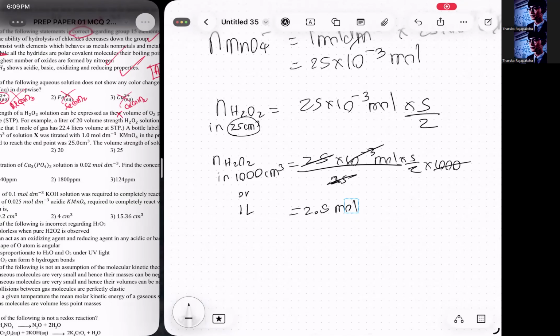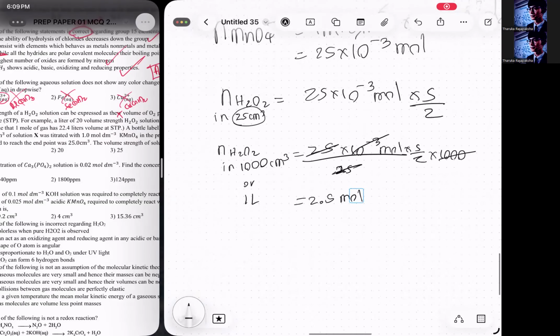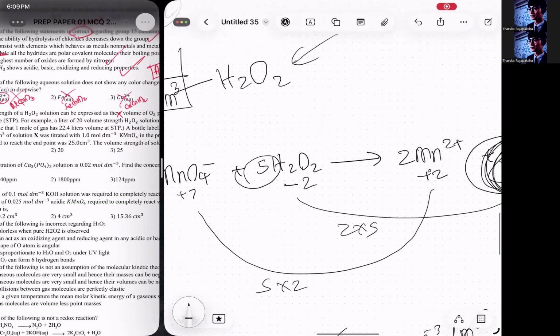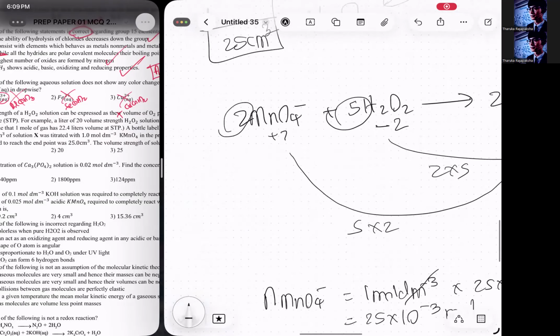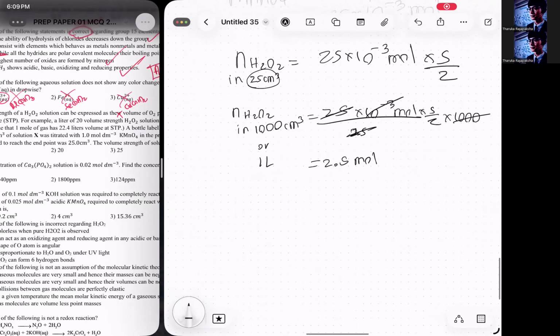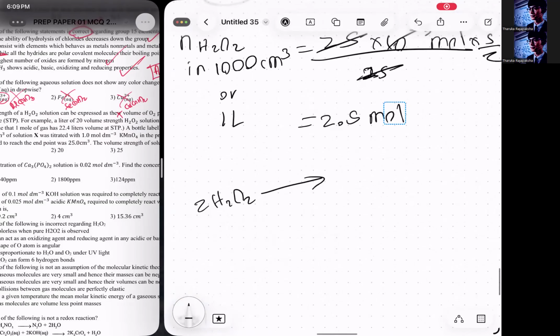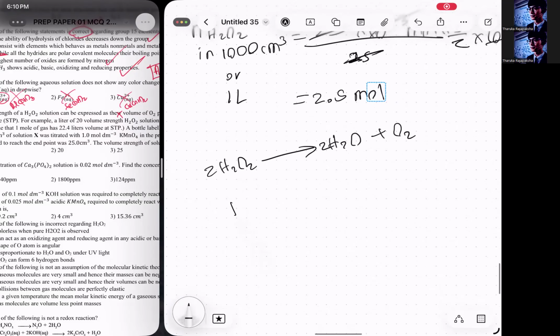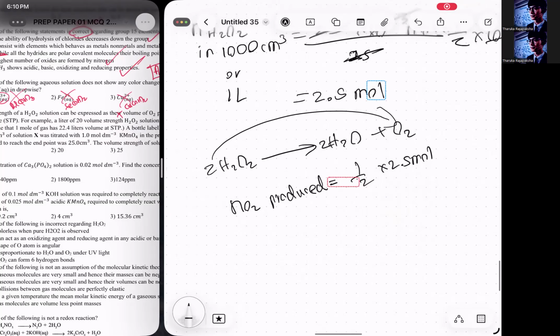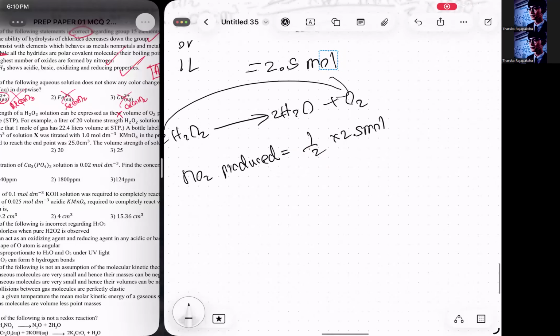Okay. Right. Now, use that equation now. This decomposition reaction, H2O2 forms H2O and O2. 2H2O2 forms H2O and O2. Right? So, the number of moles of O2 produced will be half of this amount. Half into 2.5 moles, because stoichiometry 2:1. So, people, that's going to be 1.25 moles.